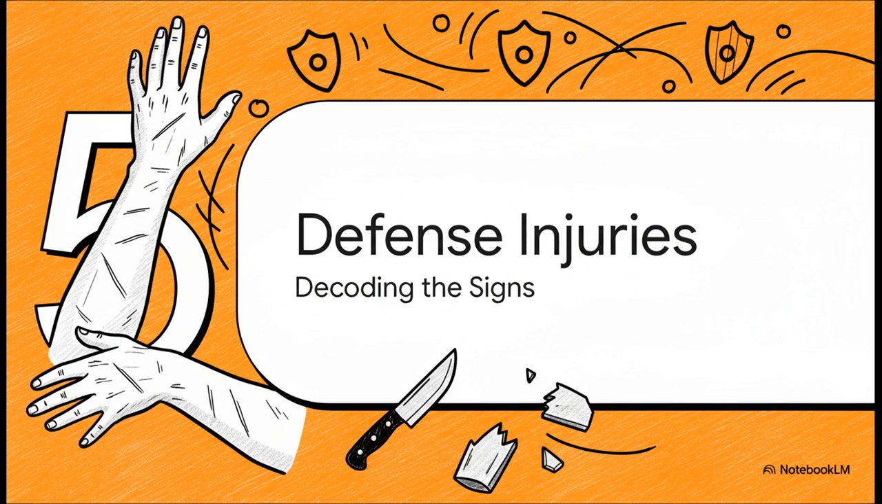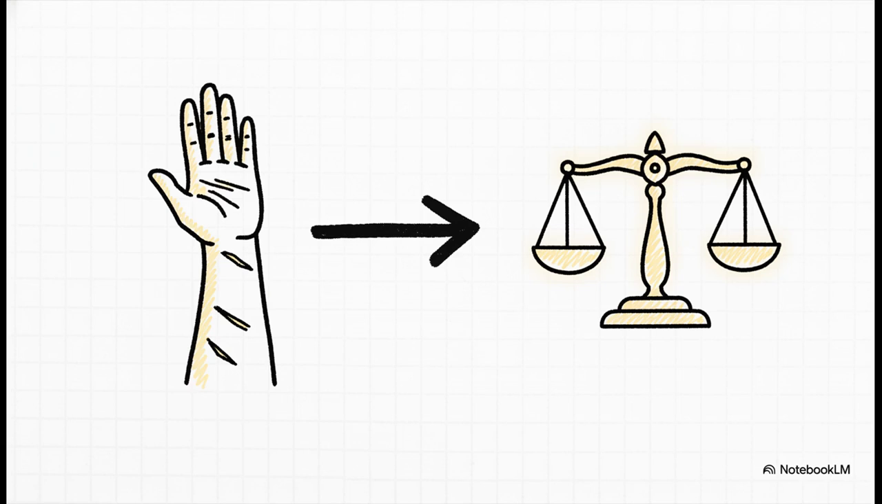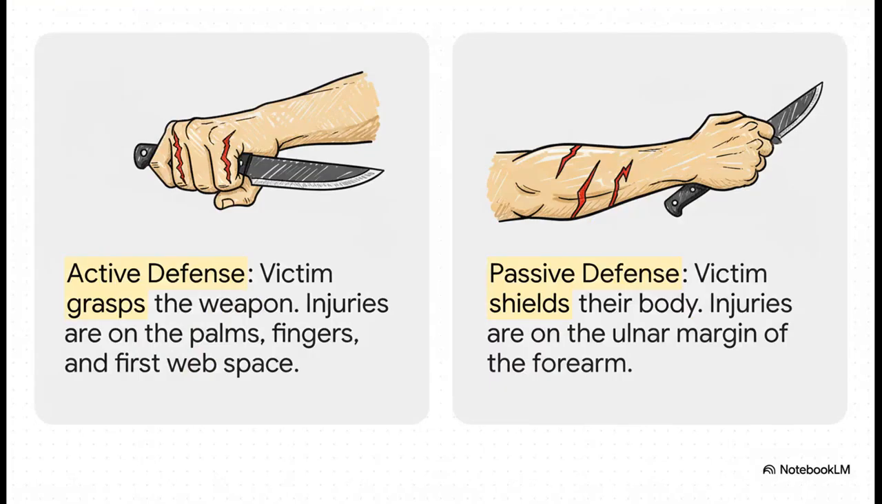Before we wrap up, we need to cover one last critical concept that applies to all of these injuries, and that's defense wounds. Now, the importance of this cannot be overstated. When you find defense injuries on a body, it is a massive indicator of homicide. It shows that the victim was not only conscious, but they were actively trying to fight off an attacker. We split these into two types. You've got active defense injuries, which happen when the victim instinctively tries to grab the weapon. That leads to cuts on the palms, the fingers, and in the web space of their hand. Then you have passive defense injuries. These happen when the victim raises their arms to shield their face or body, and that results in wounds along the ulnar side of the forearm.